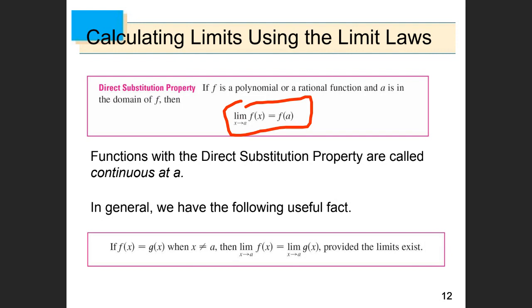Now to say in general, we have the following useful fact. If f of x is equal to g of x, so these two functions are the same when x is not equal to a, therefore the two limits must also be the same. All right. If f of x is the same as g of x when x is not equal to a, therefore the limit as x approaches a of both f of x and g of x needs to be the same, provided again that the limit exists. You can't say two limits are the same if one of them does not exist or if both of them do not exist.